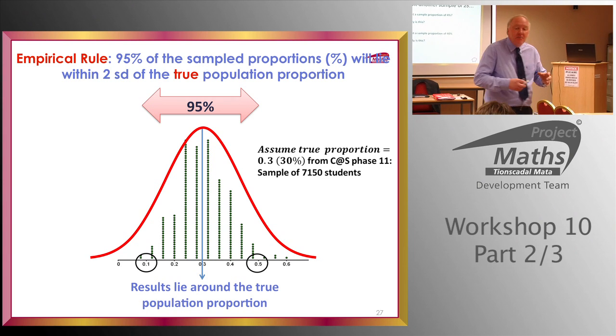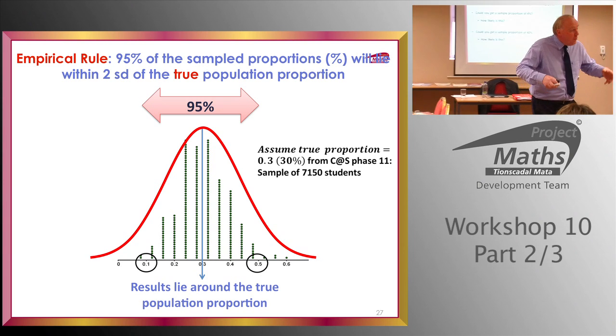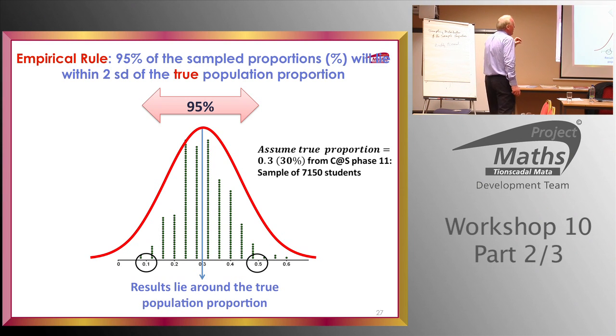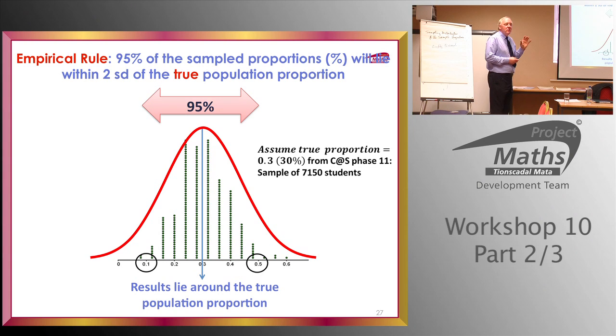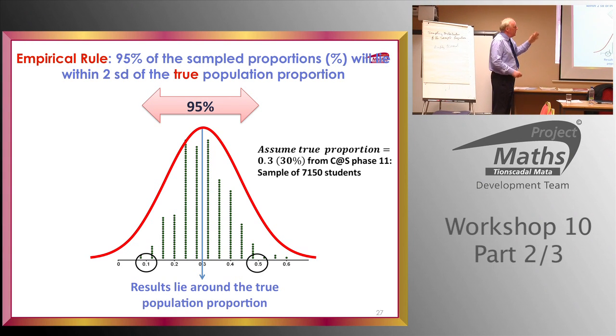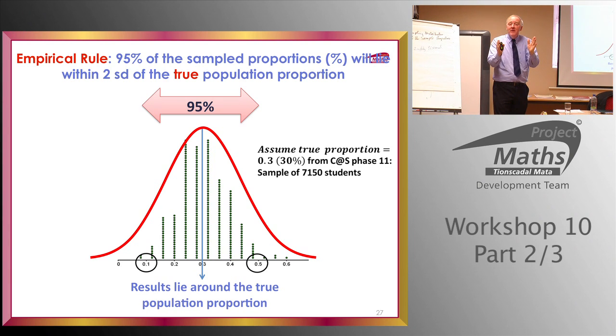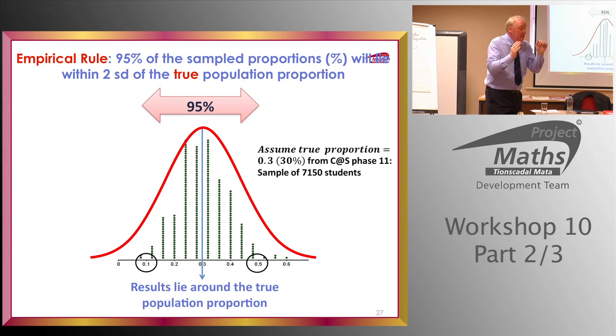The middle, yes. And the middle will be where the true proportion is. Okay. And there we see it, of course. And once it's normal, I can apply the empirical rule. And the empirical rule, well, it tells me 3 things, really. It tells me that 68% is within 1 standard deviation, 95% within 2 standard deviations, and 99.7% within 3. But for us and our course, the most important one is the 95%. And we know that 95% of the sample proportions will lie within 2 standard deviations of the true population proportion.